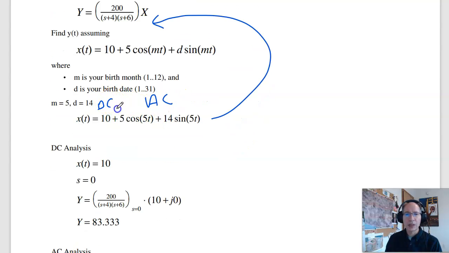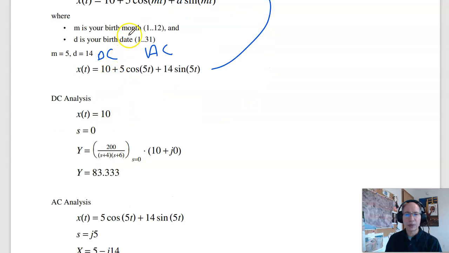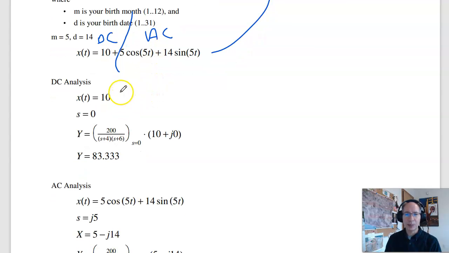Now, the trick to doing this is to use superposition. I've got basically two separate problems. One's at DC, one's at AC. At DC, the input is 10, the frequency is 0. The gain, this is the gain everywhere. All I care about is the gain at s equals 0 times the input at s equals 0 gives you the output at DC. Repeat for the AC input.